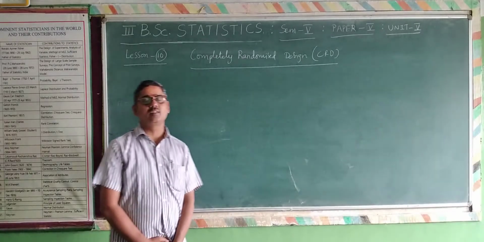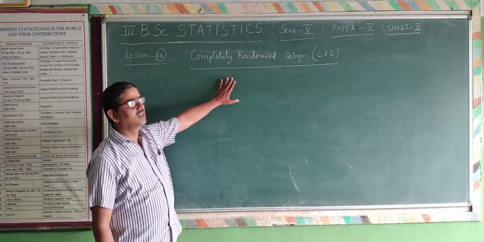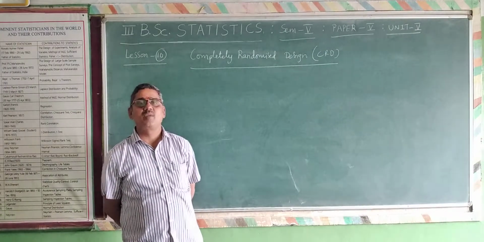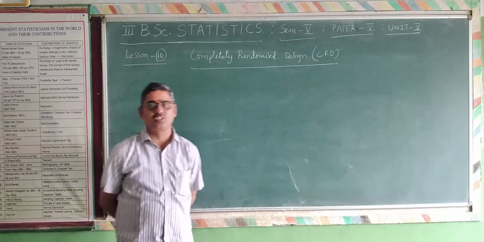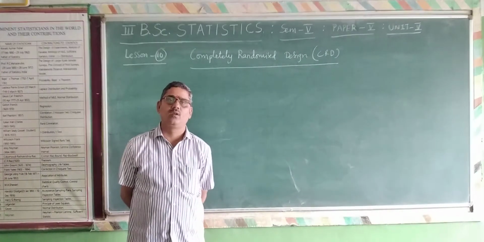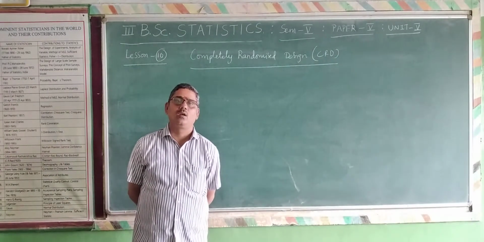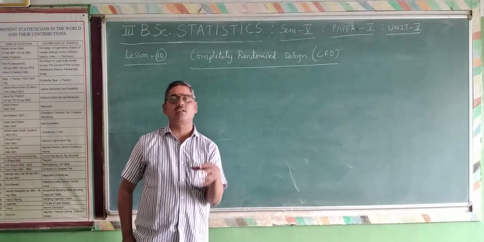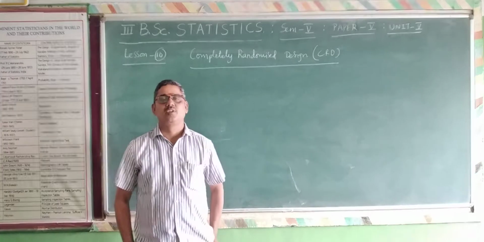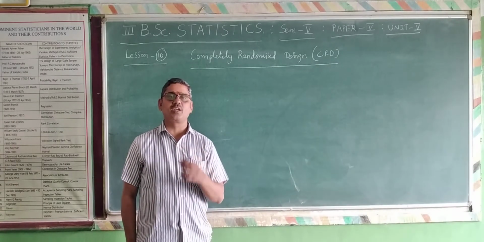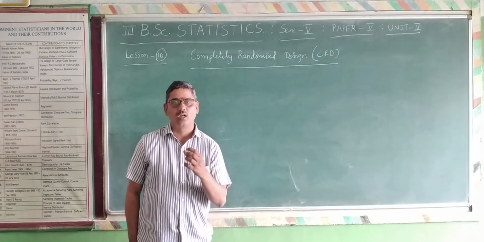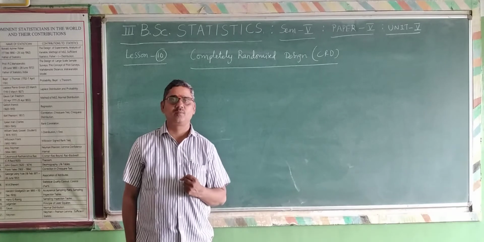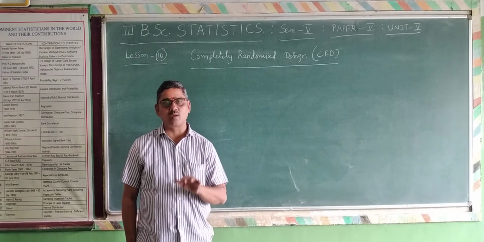The first design is completely randomized design. It is also known as CRD. What is meant by completely randomized design, CRD? It is based on two particular principles, replication and randomization. Based on these two principles, this design was constructed. How are these principles applied?